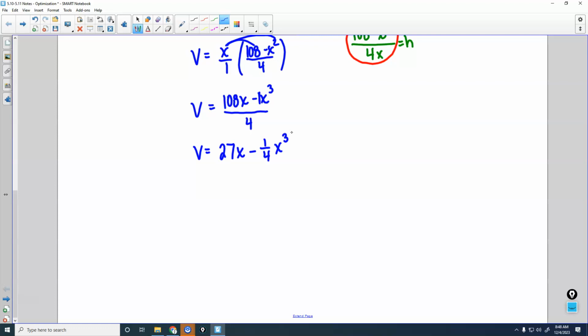Okay, now we have not taken a derivative, we were just simplifying so it would be easier to take a derivative. And now we do want to take the derivative. For notation purposes, since this is a v instead of a y, we're not going to call it dy/dx, we're going to call it dv/dx. Or you could call it v prime, that would be okay as well. And so this will be 27 minus 3/4 x squared.